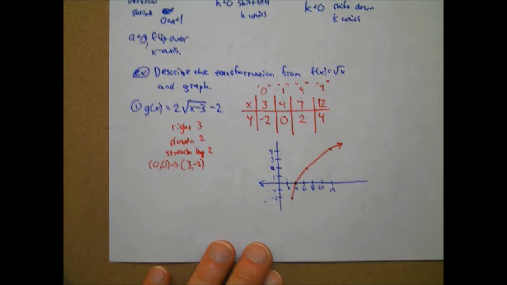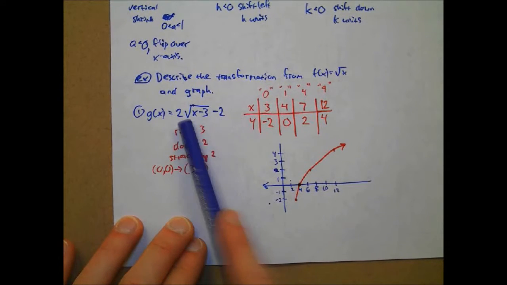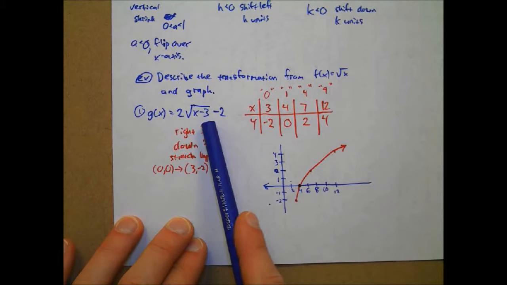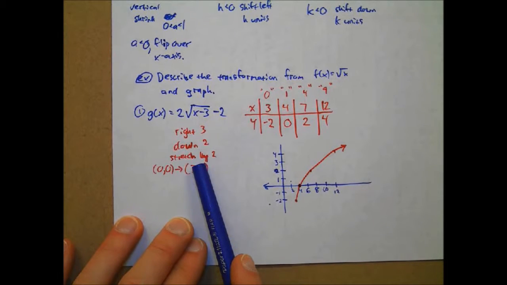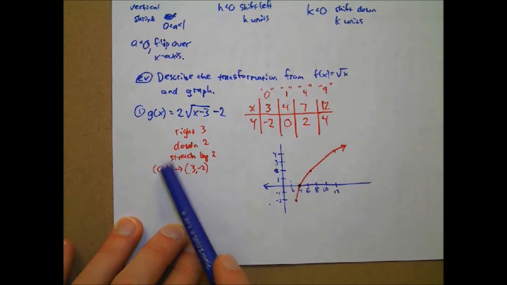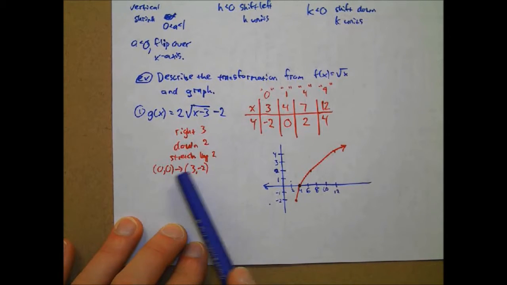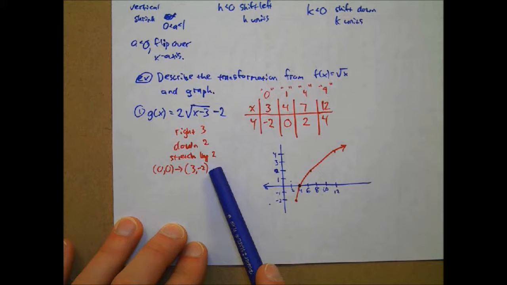So again, what did we do here? We wanted to sketch the graph of this. We listed our transformations, and we transformed our starting reference point, the 0, 0. We transformed it using the right 3 and down 2. So right 3 from 0 is 3, down 2 from 0 is negative 2. That gave us our new starting point.